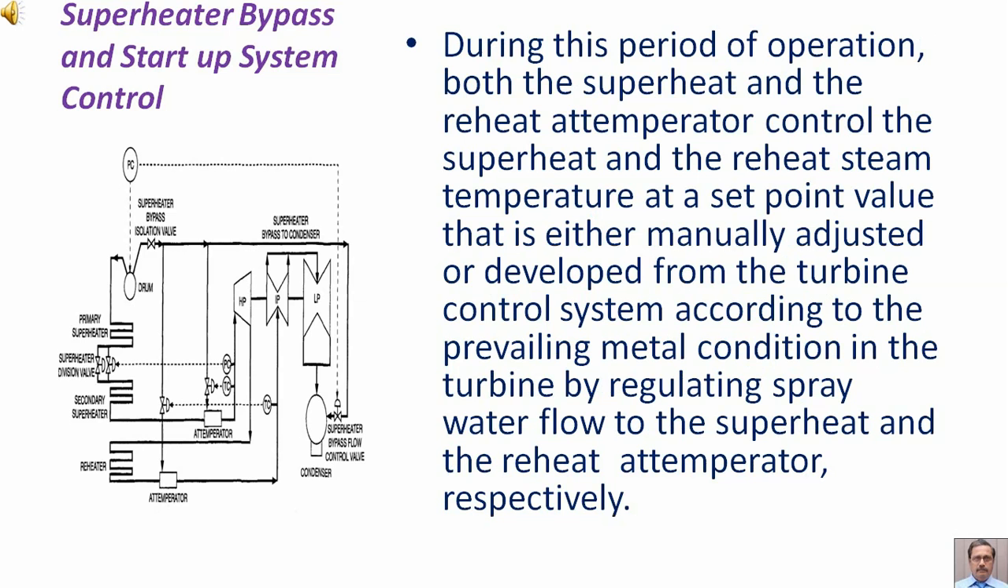During this period of operation, both the superheat and the reheat temperature controls maintain the superheat and the reheat steam temperature at a set point value that is either manually adjusted or developed from the turbine control system according to the prevailing metal condition in the turbine, by regulating spray water flow to the superheat and the reheat temperature respectively.